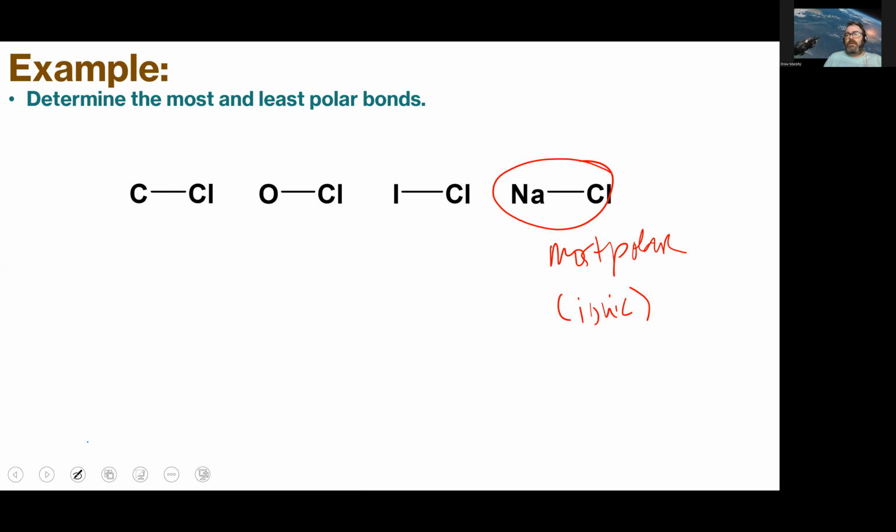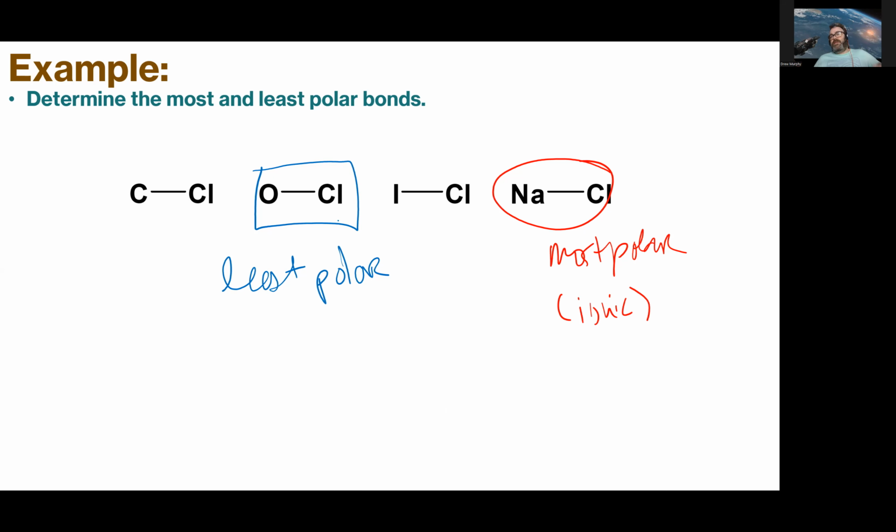okay, think on it for a second. Remember, we want things that are closer together on the periodic table. And here, that's going to be these guys. Oxygen, chlorine is the least polar. This is sometimes not super intuitive because oxygen is very electronegative and the chlorine is very electronegative, but they're both very electronegative. And so there's not a big difference. There's a small difference between those two.